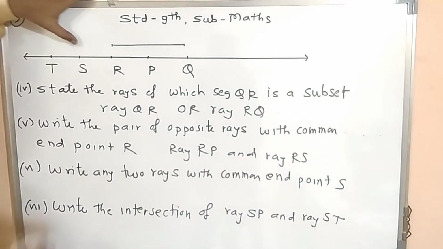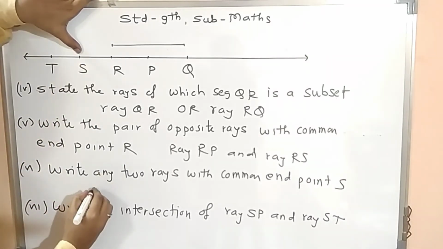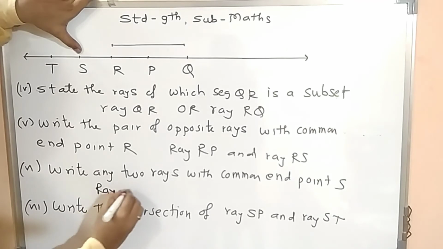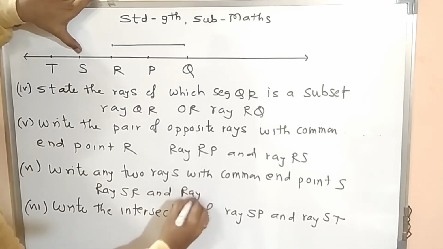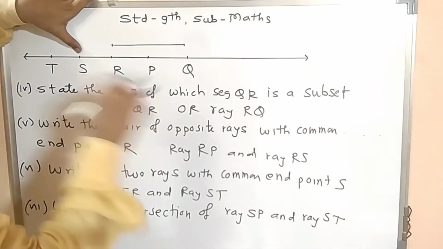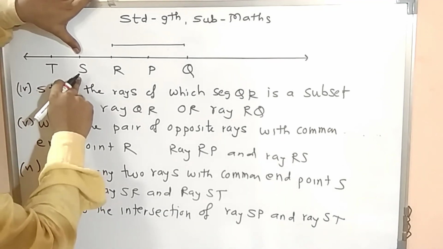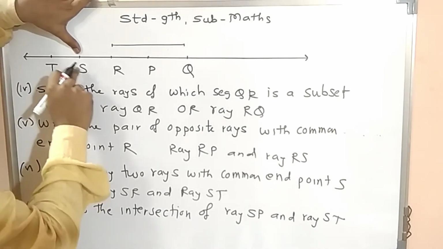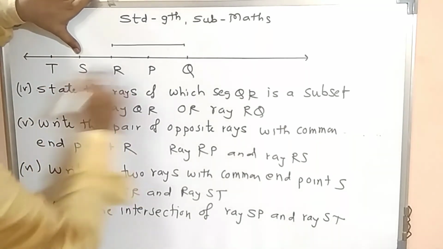Where is the S point? S is over here. Rays with the common end point S are ray SR and ray ST. One more thing you have to keep in mind is that the end point is the same as the starting point. So when it is asked to write a ray with end point S, it means starting point S, that is ray SR and ray ST.